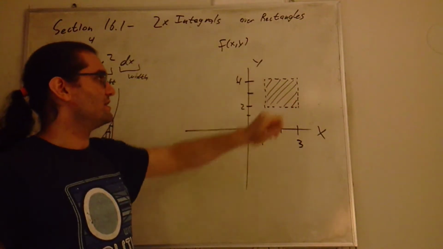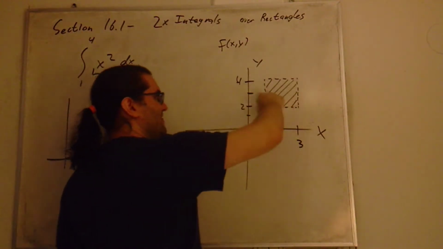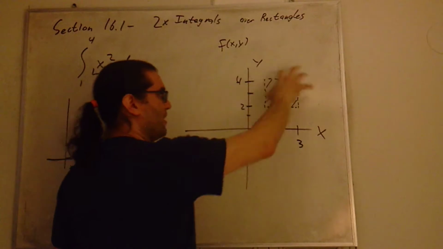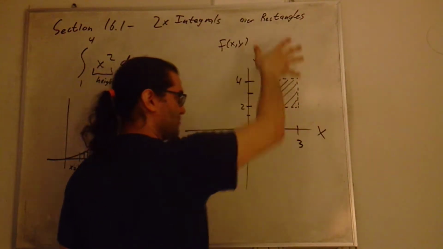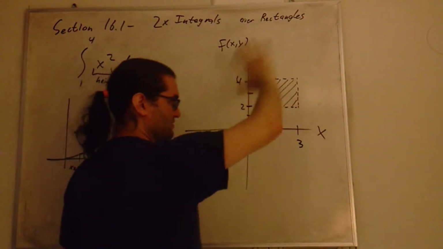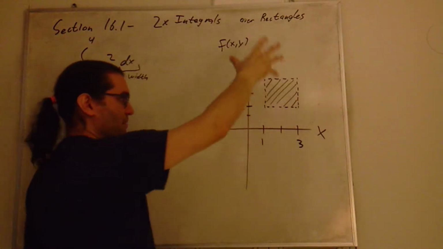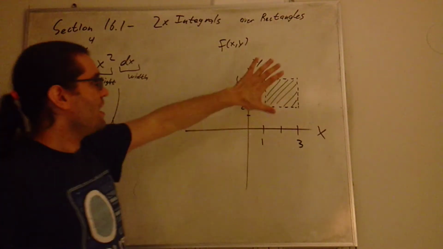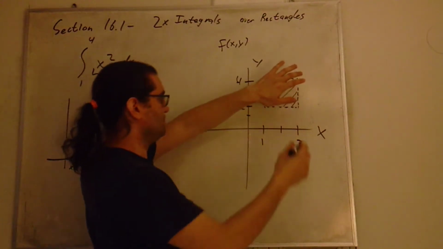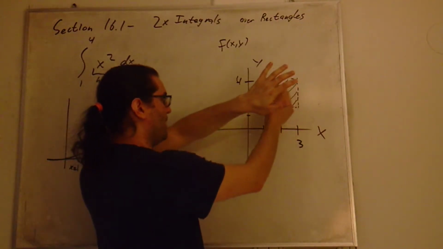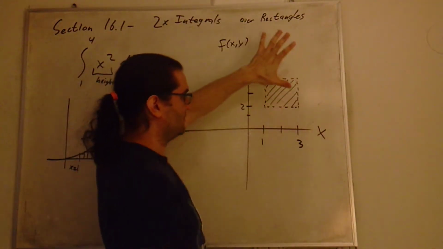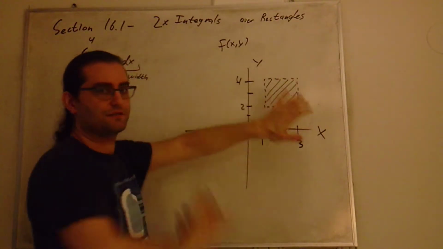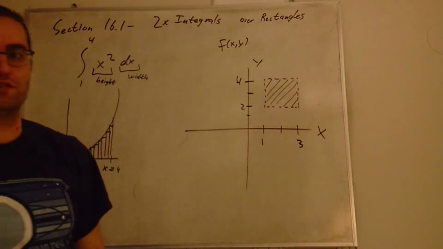And so we're going to see inside this area, or above this area, our function is going to be doing things. We're going to have some surface that's wiggling around up top over this thing. And we want to find the total volume above this area beneath this surface. And that's what integrals can do for us.